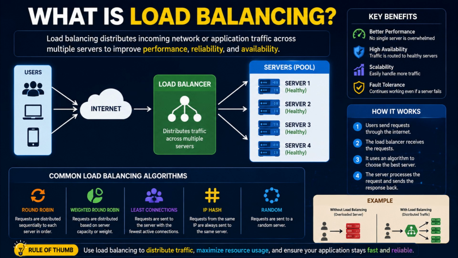What is load balancing? Load balancing distributes incoming traffic across multiple servers to improve performance, reliability, and availability. Here's how it works. Users send requests through the internet to the load balancer. It then selects the best healthy server to handle each request and returns the response to the user. Common algorithms include round-robin, weighted round-robin, least connections, IP hash, and random. The major benefits are better performance, high availability, scalability, and fault tolerance. So, the rule of thumb is: distribute traffic, maximize resource usage, and keep your application fast and reliable.